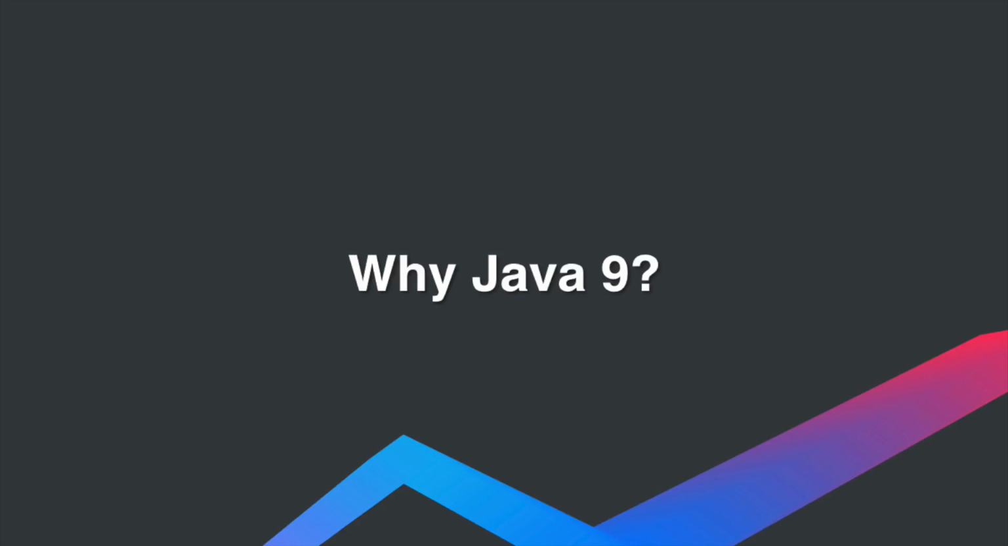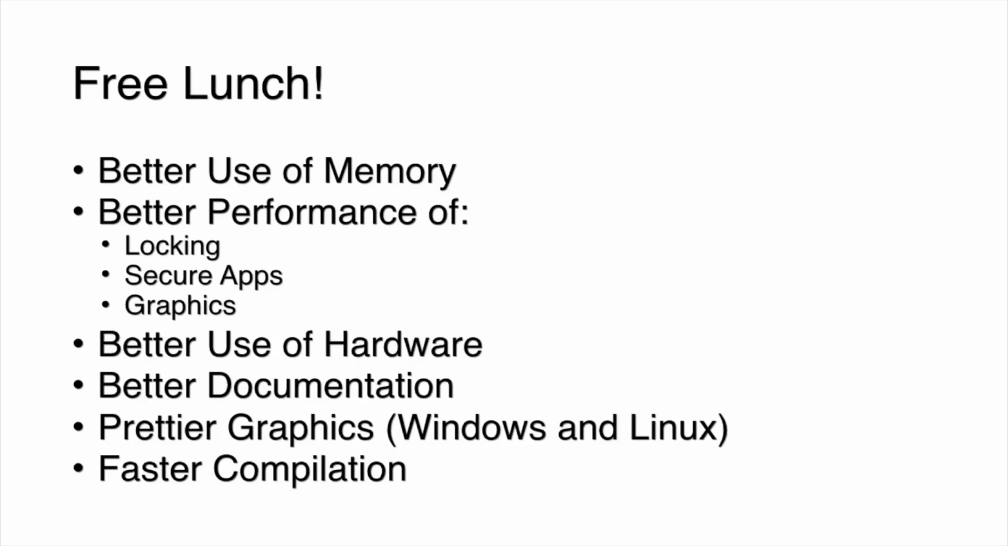Firstly, of course, the question is, why Java 9? Other than the fact that it's the latest, greatest thing and we've been waiting for it for 3 years, why do you want to upgrade your code to use Java 9? Well, as usual, they've worked really hard on things like performance. So even if you don't use any of the new features, any of the new syntax, you should get a free better performance, particularly around use of memory. They've changed the way that strings work, so that can take up to half the amount of memory it used to. You get better performance of locking, secure applications, graphics.